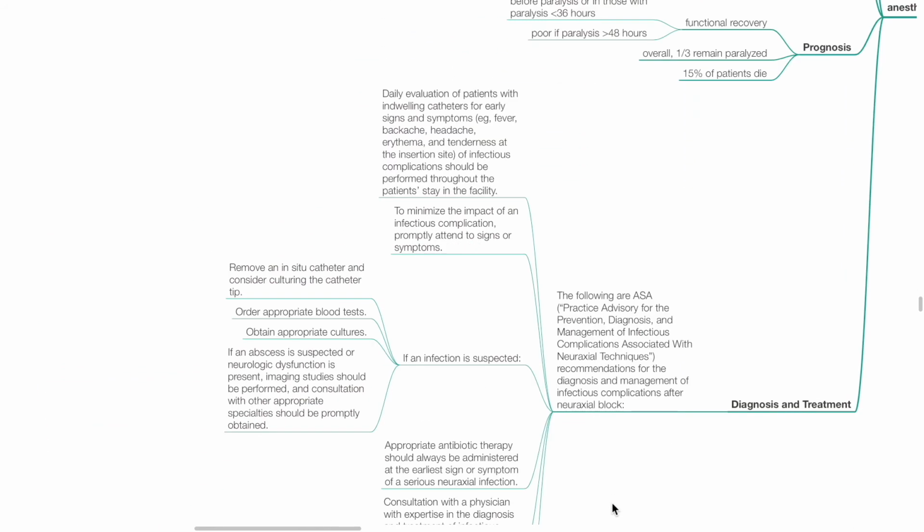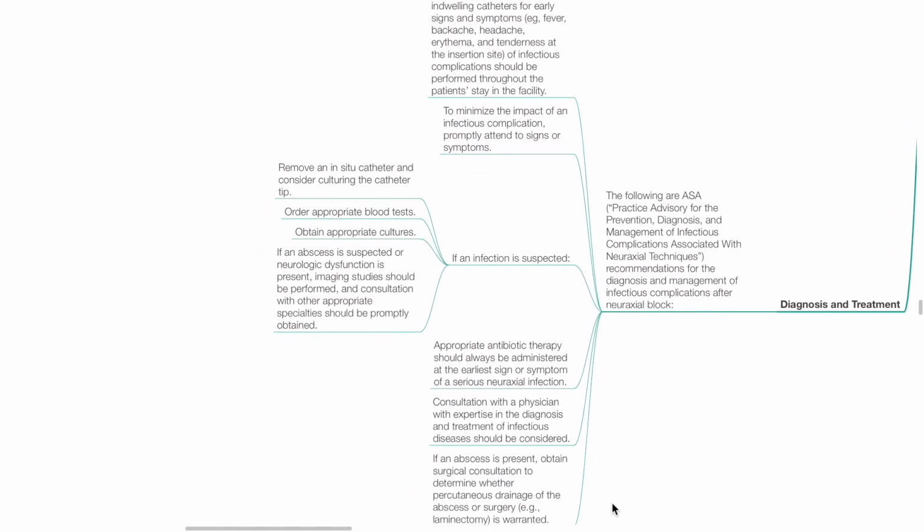Diagnosis and treatment. Based on the ASA Practice Advisory for the Prevention, Diagnosis and Management of Infectious Complications Associated with Neuraxial Techniques recommendations, daily evaluation of patients with indwelling catheters for early signs and symptoms of infectious complications should be performed throughout the patient's stay in the facility. To minimize the impact of an infectious complication, promptly attend to signs or symptoms. If an infection is suspected, remove an in situ catheter and consider culturing the catheter tip. Order appropriate blood tests and cultures.